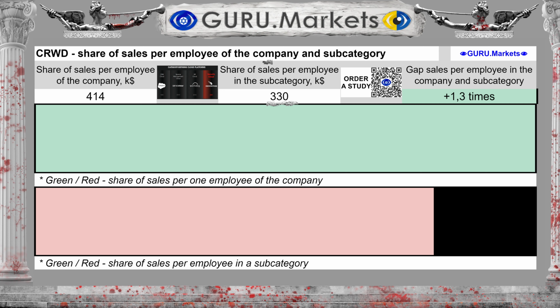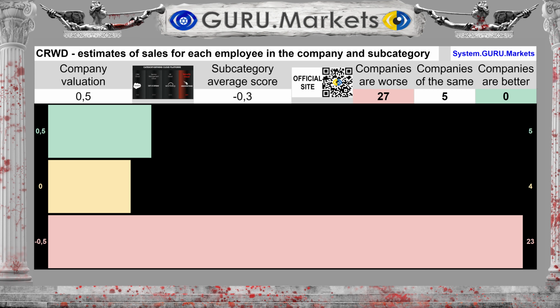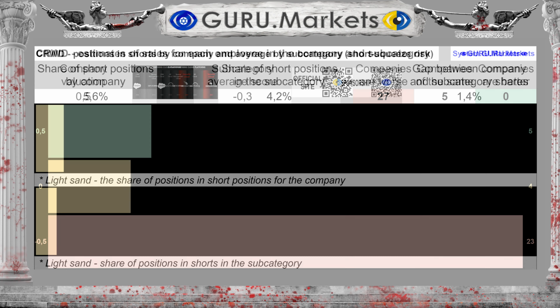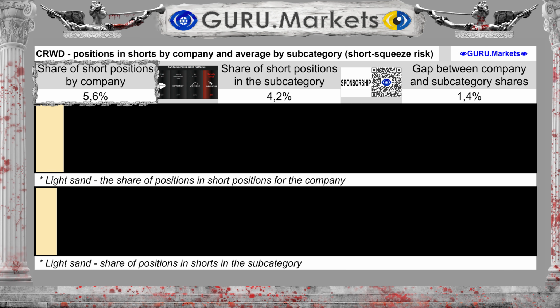In the subcategory it is $330,000. The difference between the subcategory average and the company's performance is 25%. Estimation of revenue per individual employee in comparison with the indicators of companies in the subcategory. Good, 0.5 points. Shares for sale account for 5.6%, with a subcategory average of 4.2%. This is the valuation of a short squeeze.